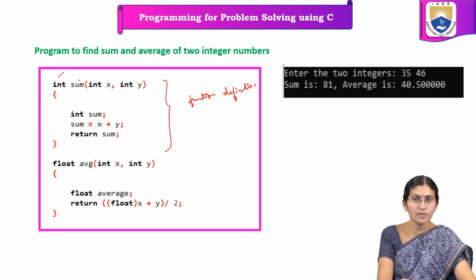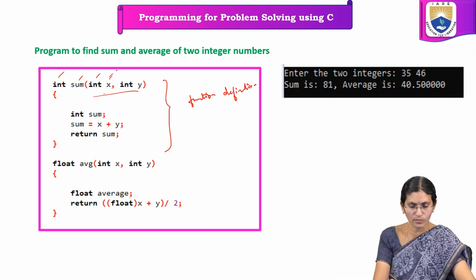So return type, sum, name of the function, data type and then variable name. Since we require two values, therefore two parameters are there here. Along with the data type, we need to mention the name of the parameter also. So x and y are local variables to this function, and inside this one more variable sum we have declared as an integer variable.